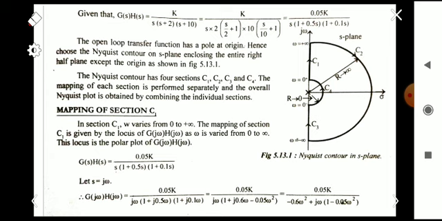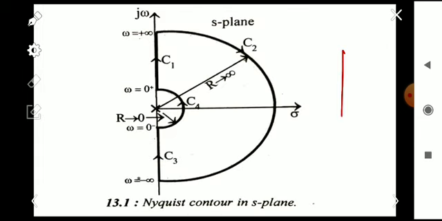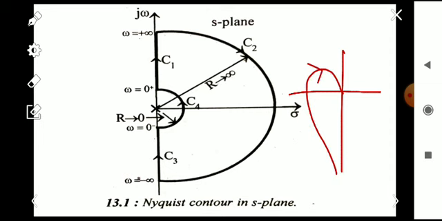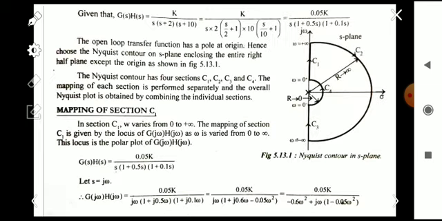We can approximately anticipate the shape of the polar plot based on the type number and order of the system. Here the type number is 1 and the order is 3. So the approximate shape of the polar plot for a type 1, order 3 system will be like that. The same case we can assume here, but we have to find the crossing point of the negative real axis, this point.